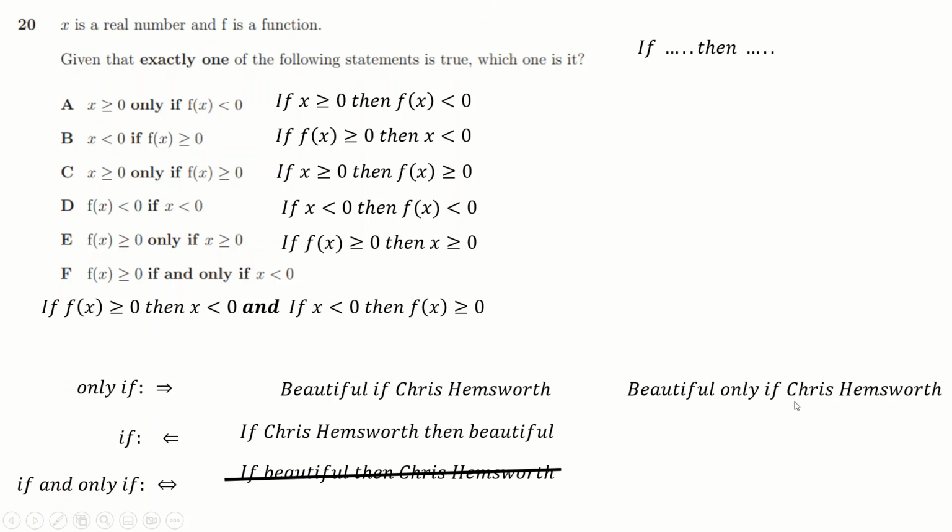Beautiful only if Chris Hemsworth is saying nothing else is beautiful aside from him. So you can actually make the statement now: if beautiful, then Chris Hemsworth. So you can set it up left to right. This is the dumb example I have in my head that helps me remember which way around these are. I don't need them for this, and the analogy kind of breaks down here, but it doesn't matter. I just use this to remember these two rules.